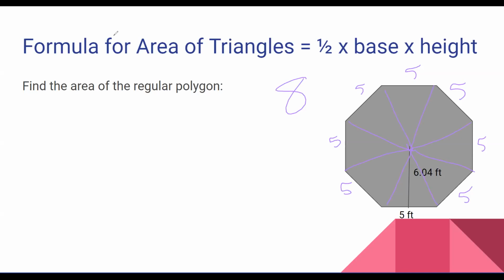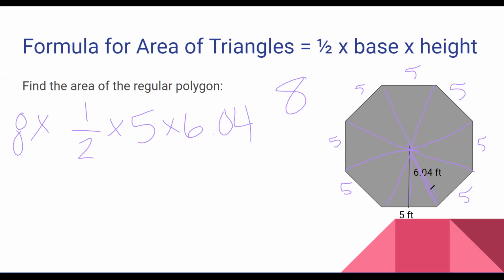Remember that height is not the slanted line. This is not the height. The height is specifically from the top to the bottom, so it's always a straight line. My formula is 1/2, my base is 5, and my height is 6.04. And then I'm going to multiply all of that times 8, because I have 8 triangles. You can do that in the beginning, or you can do it at the end if you want to do the normal formula. And you are more than welcome to use a calculator on this.